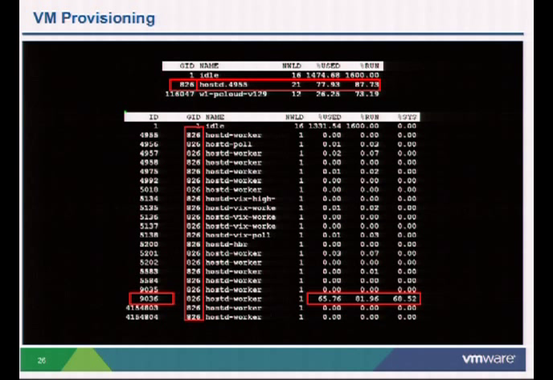So this is how you can track it down. For instance, if you have a script which is running and doing some I/O and you want to kill the script, this is the way you can find out which world ID is doing the disk I/O, and you can actually kill the script.